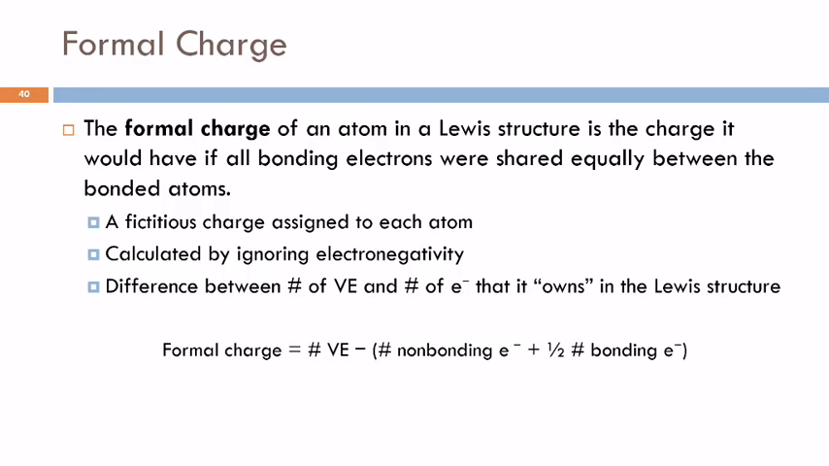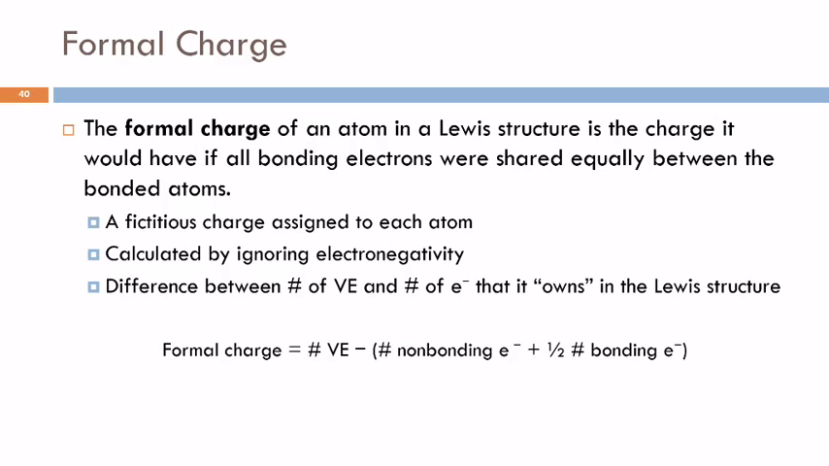So, formal charge. Sometimes we can draw different Lewis structures that satisfy the octet rule, and we're not sure which one is the best one. And so formal charges help us to figure this out. This is a made-up thing. This is just a trick that we use to help us predict correct structures. The formal charge is a fictitious charge.